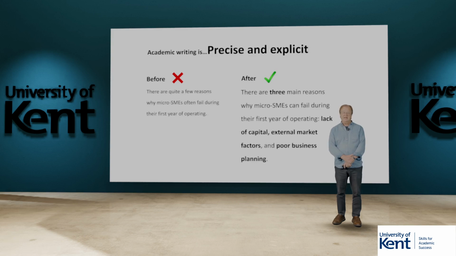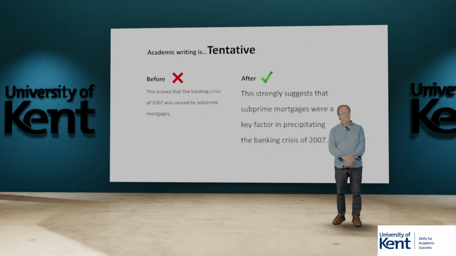Writing precisely and explicitly is also important, as it allows the reader to flow from point to point without stopping to ask, what do they mean by that? An element of tentativeness is also advisable to show an awareness that, in most subjects, very little can be said to be proven.